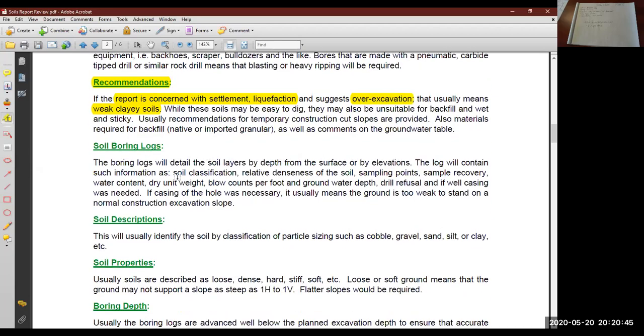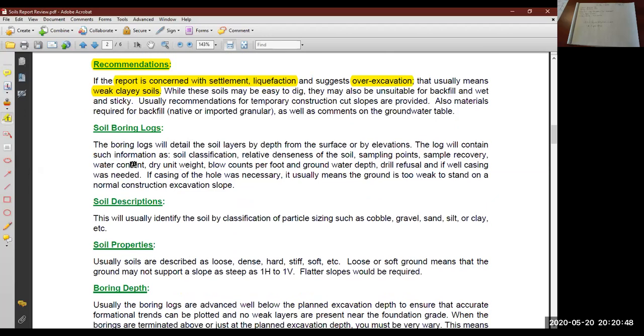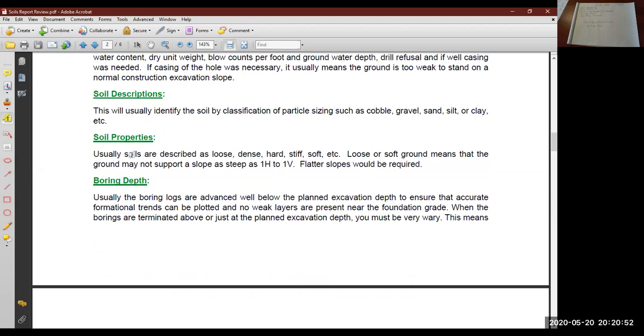Soil bore logs. We'll look at a log. All of this will be in the logs. So this one here, soil properties. Usually soils are described as loose, dense, hard, stiff, soft, that type of thing. Of course, loose or soft ground means the ground cannot support a slope as steep as 1-to-1, so a flatter slope would be required.